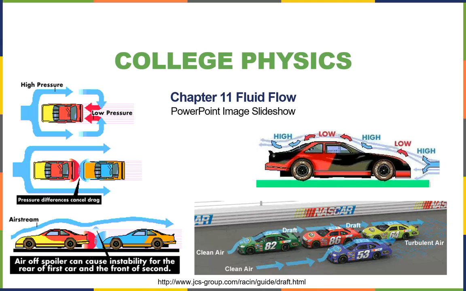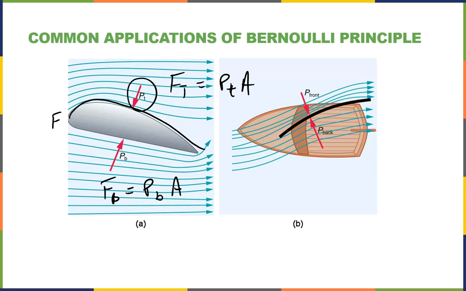Continuing where we left off last class period, we talked about Bernoulli's principle and the Bernoulli equation. And I stopped here, didn't have much time to go over it. So let's talk, very quickly, about how an airplane flies and how a sailboat works.